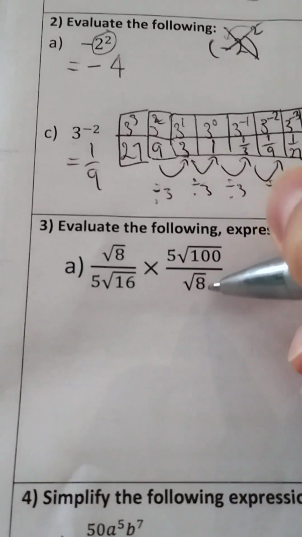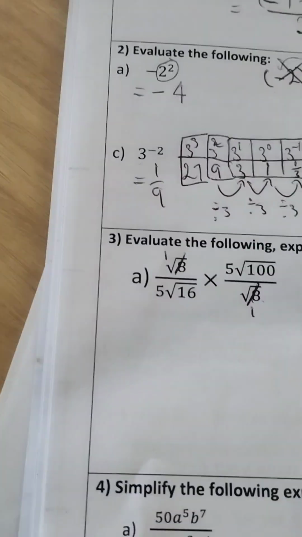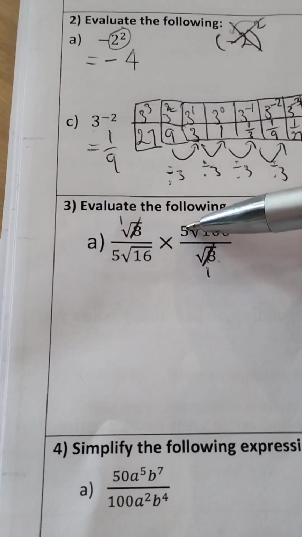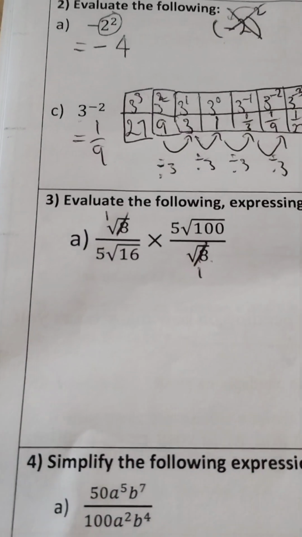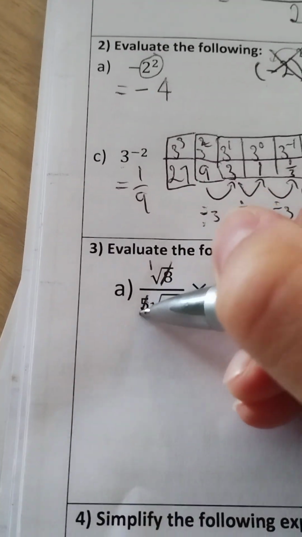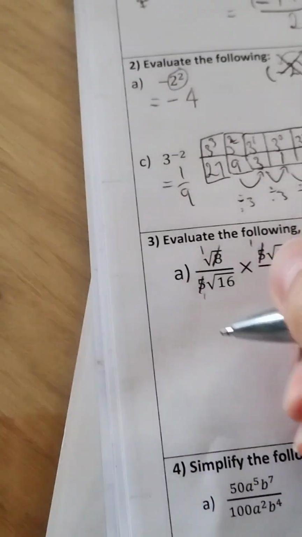And I can see straight away the square root of 8 is the same as the square root of 8. Same number, so that's cancelled. Also, outside the square root, there's a 5 here, and outside this square root, there's a 5 there. Because they're both outside, I can also cancel them. So they're gone. And now I'm left with, I'll just rewrite it.